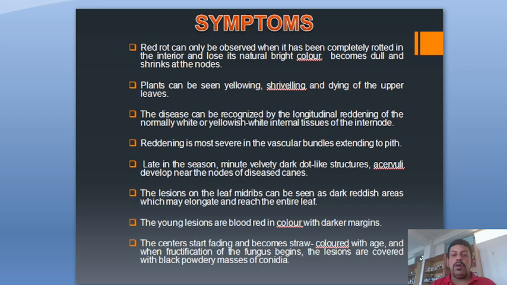So in the symptoms we can see the plants yellowing, shriveling and drying on the upper leaves. The disease can be recognized by the longitudinal reddening of the normally white or yellowish white internode area.